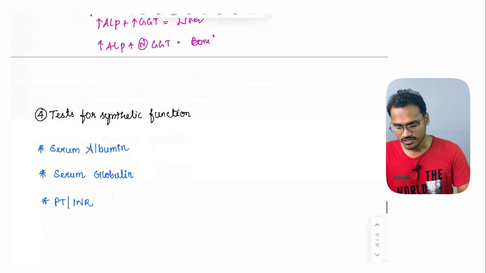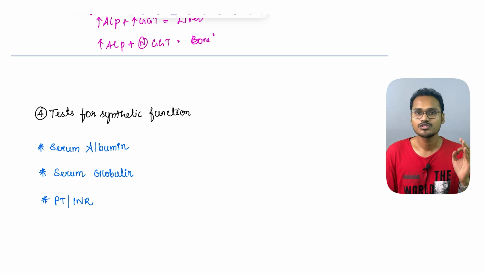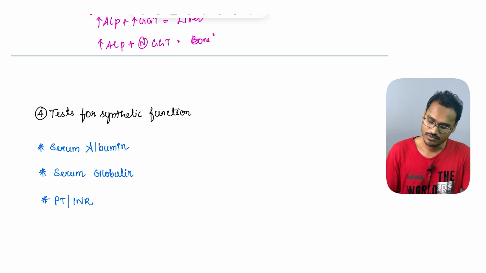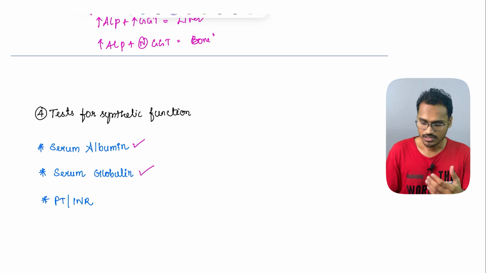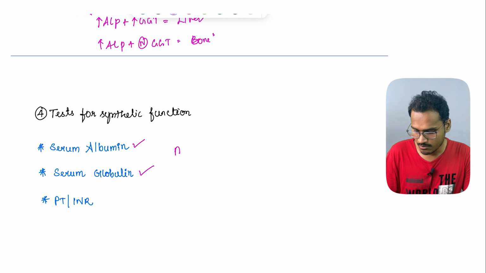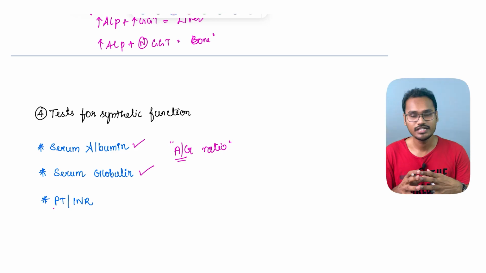Next, coming to the tests of synthetic function. Most of the important proteins in the body are produced by the liver. Out of them, serum albumin is important, and serum globulin levels; both can be checked for the synthetic function of the liver, and there is also something called the albumin globulin ratio. Once you go on to your clinics, you will find a lot of these being tested.